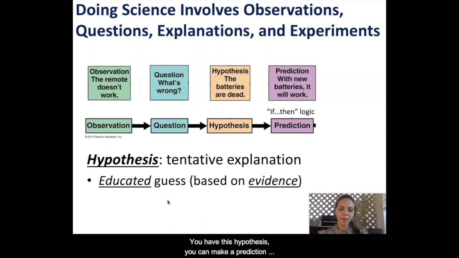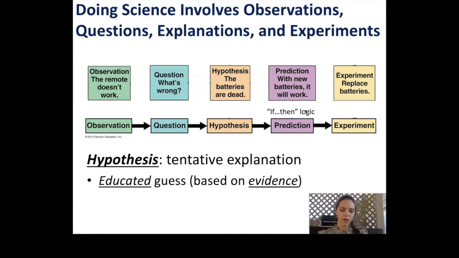Okay, so you have this hypothesis. You can make a prediction from this hypothesis. In this case, your prediction is if you change the batteries, the remote will start working. And then finally, you run your experiment. So you change the batteries and you look to see if the remote now works.